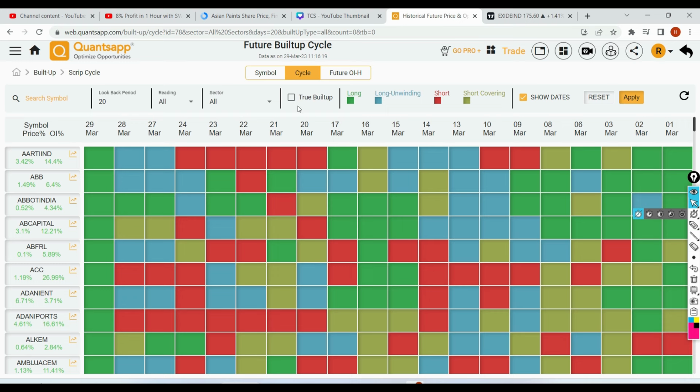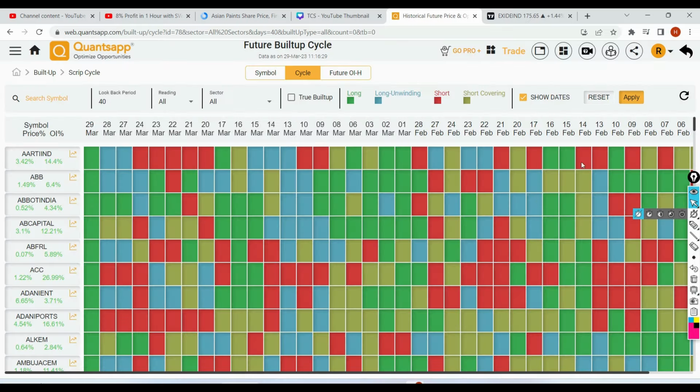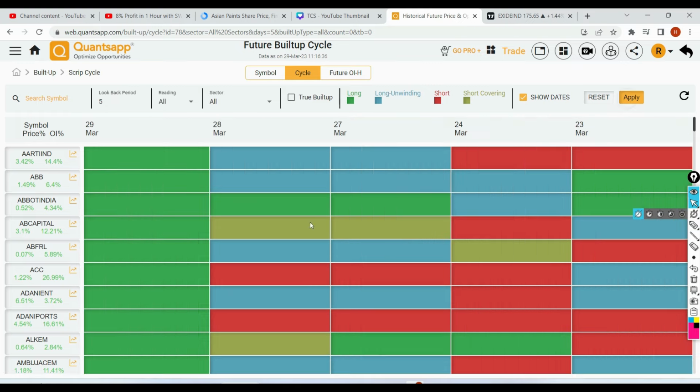And if you want to go for the last 40 days, you can just select last 40 days and click apply, and this will show you all 40 days of data based on your trading style. If you want to see only the last 5 days, just click on apply, and this will show what is happening in the last 5 days. All this happens within a fraction of a second. This tool is definitely going to help you.